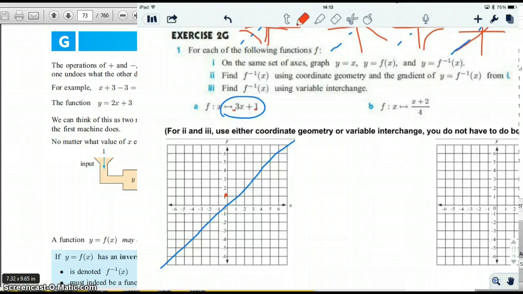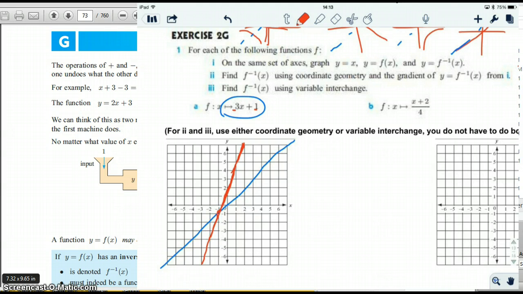And the gradient is 3, so that means rise is 3, run is 1. Rise is 3, run is 1. Do you see that? Okay, so the gradient is like that. Kind of like that. That's not a very straight line, is it? Okay, so that's my line.